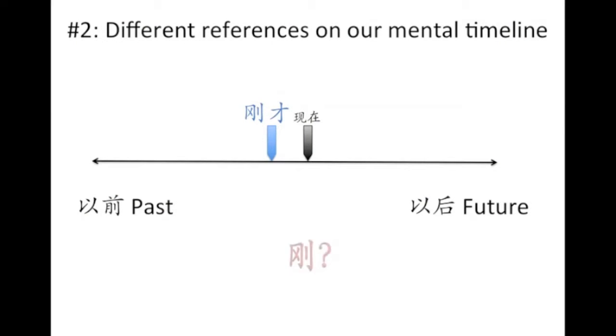When do we use 刚? Well, 刚 does not refer to a single point in time. It's more like a general area on the timeline with a reference point at the beginning and a relatively short amount of time following it. Just listen to these 3 examples. You can use 刚 to talk about the past.